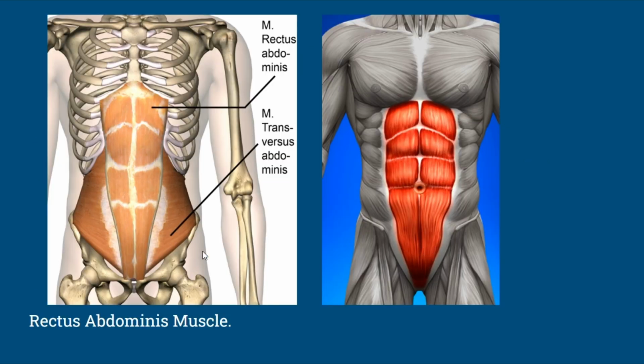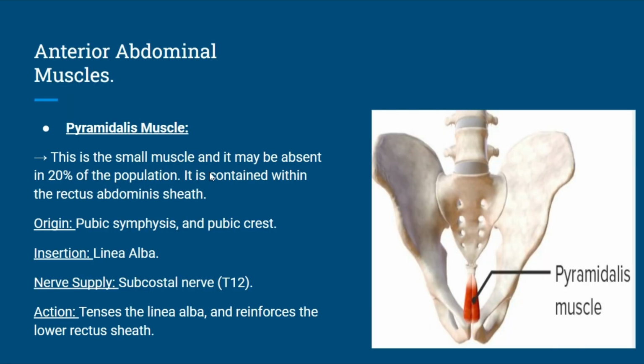So here we're going to look at again, this is the transversus abdominis, which is beneath the rectus abdominis. So you see it originates from here and goes all the way up here. And you see this linea alba in the middle and the tendinous intersections. So that is actually going to give it its six-pack structure or look.